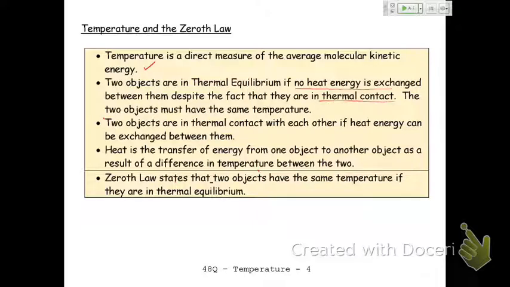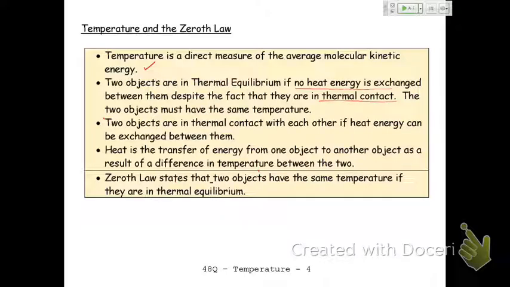So if I touch something and there's no insulation between us, so that I can feel the temperature difference, heat can flow into me or out of me, I'm in thermal contact. If there's an insulator there, I'm not in thermal contact. But if there is no insulator there, when I touch something, I can feel it's hot or it's cold, or even if it's the same temperature, I'm in thermal contact.